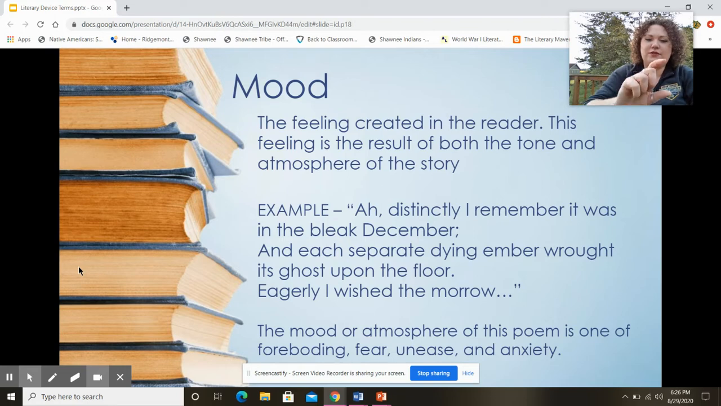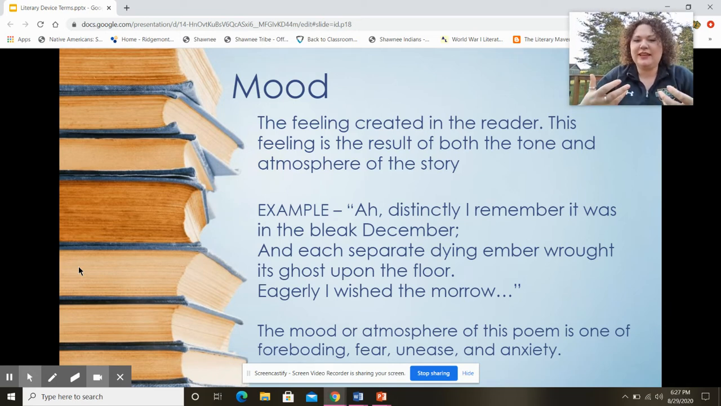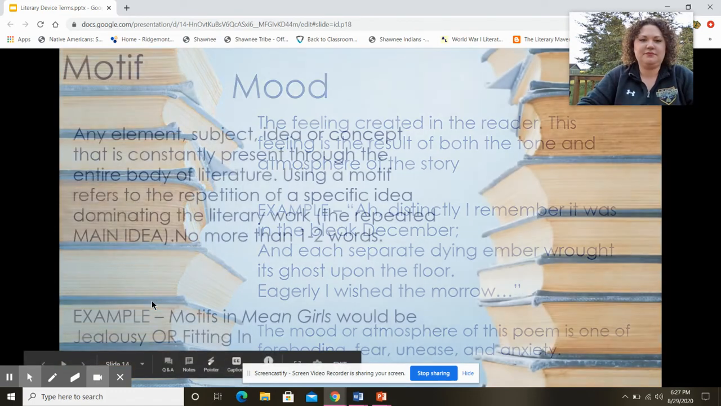So in The Raven, these first three little lines here are from The Raven. It says, "Ah, distinctly I remember it was in the bleak December, and each separate dying ember wrought its ghost upon the floor. Eagerly I wished the morrow." The mood that's created from that is foreboding, it's fearful, we're uneasy, we're really anxiety ridden, we're afraid of what's going to happen in this bleak December. So we've created that mood from the tone that the author has set up.